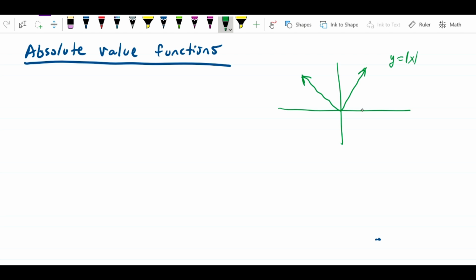It's a V. So on the right side, it's going to be the line y equals x, and on the left side, it's the line y equals -x. That suggests how you might write this as a piecewise function, because what we can say is that f of x just equals x for x greater than or equal to 0, and -x for x less than 0.